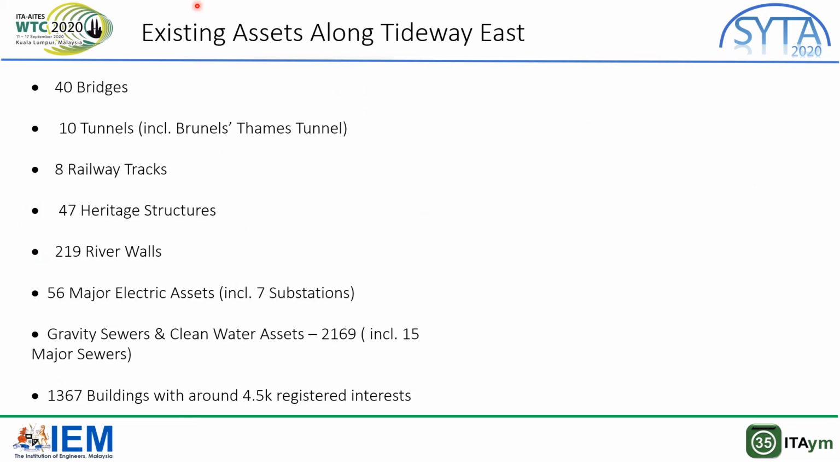So along our alignment, we actually interface with a plethora of assets. It's not just tunnels, but also around sites. We've got 40 bridges in total throughout the project, 10 tunnels, including Brunel's Thames Tunnel, which was the first under-river crossing constructed by Marc Brunel. It's the first under-river crossing in the world. If you ever visit London, go and visit the Brunel Museum, and you can actually go into one of the shafts of the tunnel. But yeah, we've got railway tracks, heritage structures, the lot. In total, we deal with 4,800 identified structures.